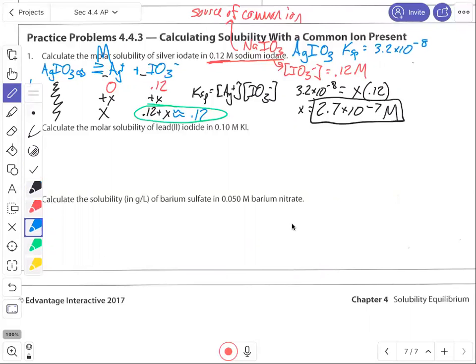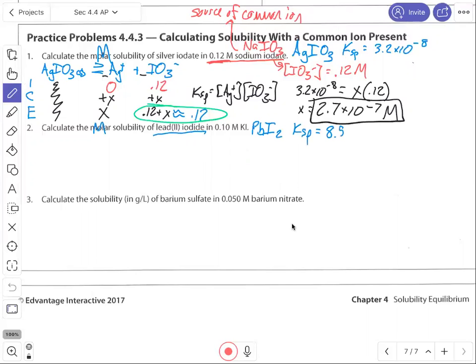All right, so on the next problem, I can set you up with the same information they would give you. Molar solubility, again they're looking for M, of lead two iodide. The formula there is PbI2, and the value for that KSP is 8.5 times 10 to the negative 9. The thing that is producing my common ion is this. My concentration of iodide is 0.10.